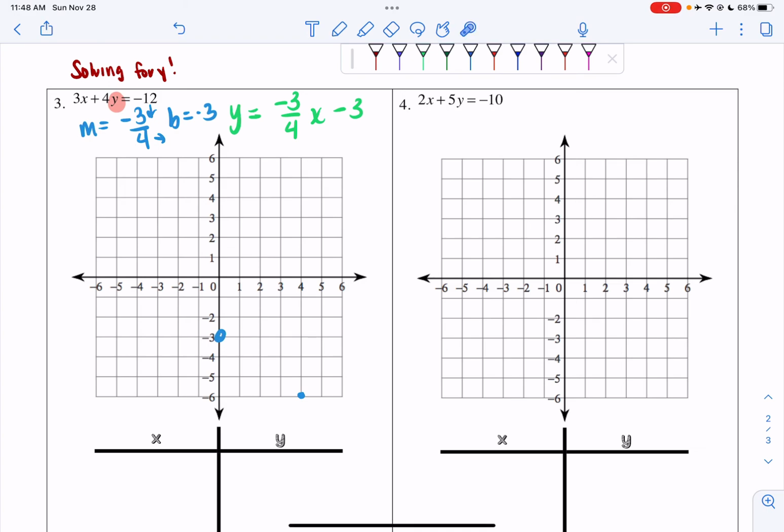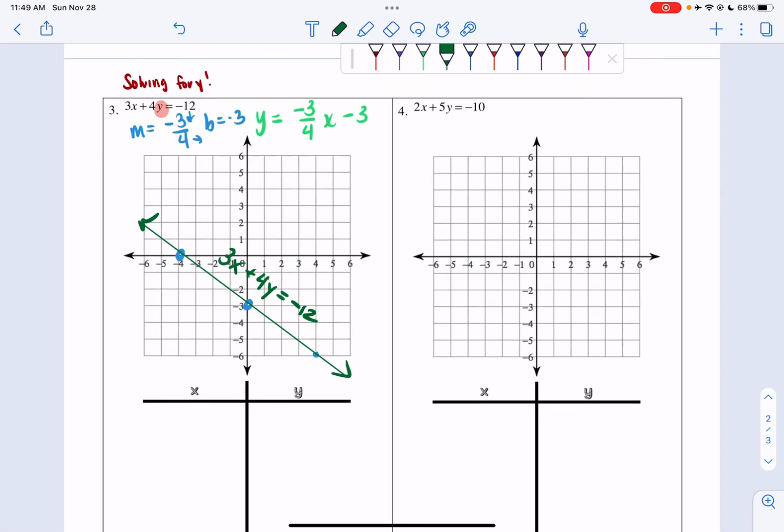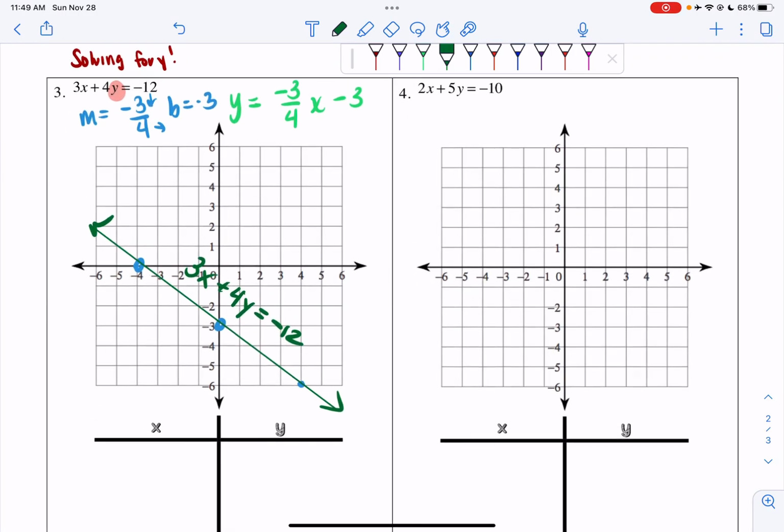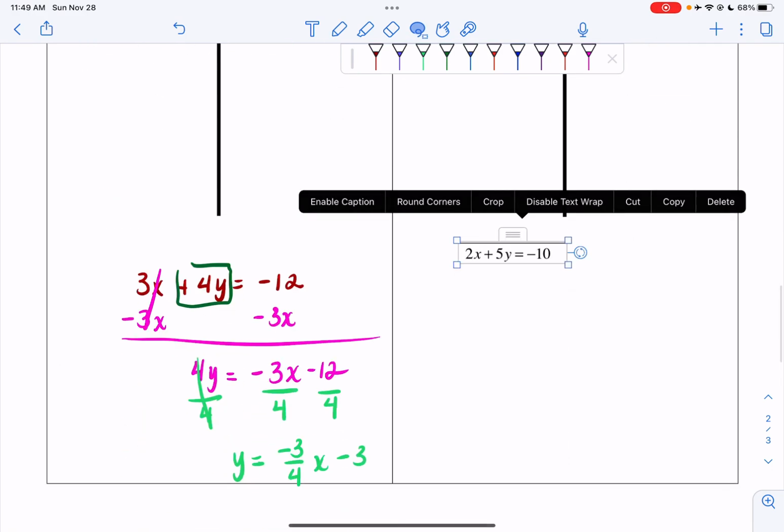I ran out of room, so I'm going to go back to my y-intercept and go up 3, left 4. 1, 2, 3, 1, 2, 3, 4. And I plot a point at negative 4, 0. Now I can connect my points using a straight line. And that's your equation. And you can write it as y equals negative 3/4 x minus 3, or you can write 3x plus 4y equals negative 12. Both 100% acceptable. Now, for the fourth one, we have 2x plus 5y equals negative 10.